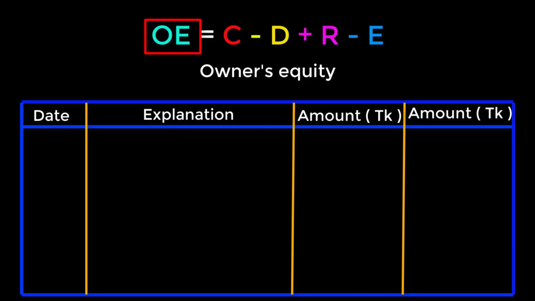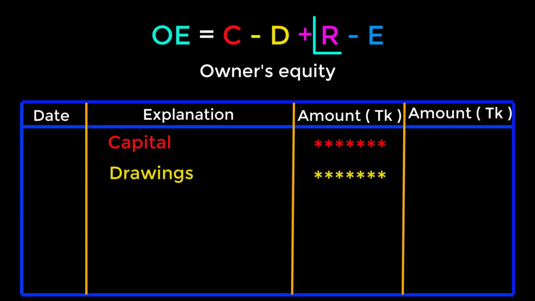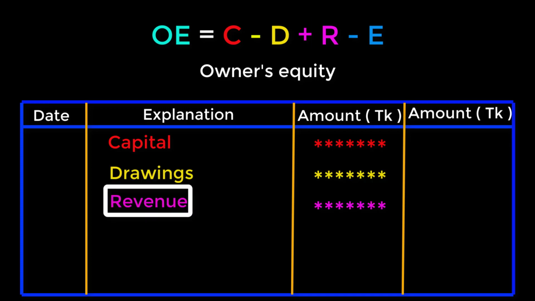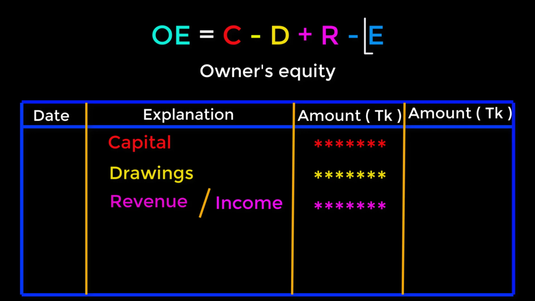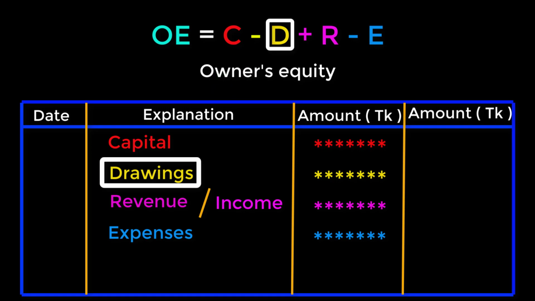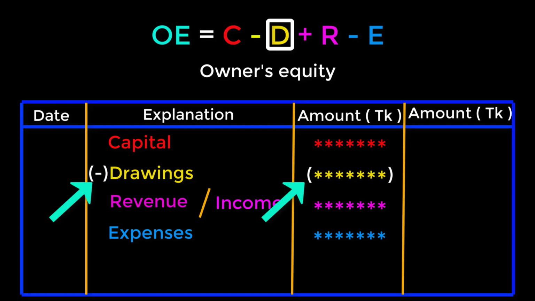Here O means owner's equity. C means capital, D means drawings, R means revenue, revenue means income, and E means expenses. See, there is a minus sign before this D. As D means drawings, so we will put here a minus sign before these drawings.